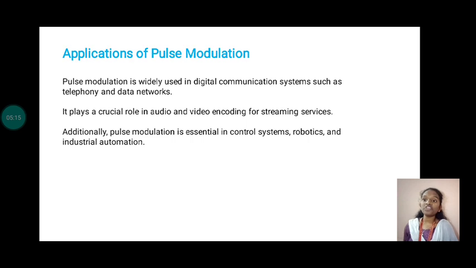Applications of pulse modulation. Pulse modulation is widely used in digital communication systems such as telephony and data networks. It plays a crucial role in audio and video encoding and streaming services. Additionally, pulse modulation is essential in control systems, robotics and industrial automation.